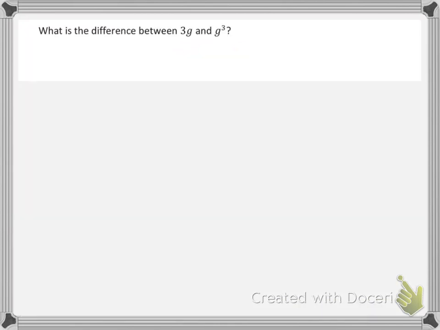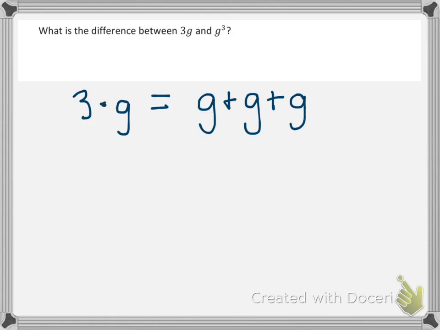All right, let's take a look at this next question. What's the difference between 3g and g to the third power, or g cubed? Well, remember, 3g means 3 times g. So I'm taking this code 3g, that means 3 times g, and that is multiplication. Remember, multiplication is a code for repeated addition. So we're going to repeatedly add g 3 times. So that is repeated addition because it's written in multiplication form.